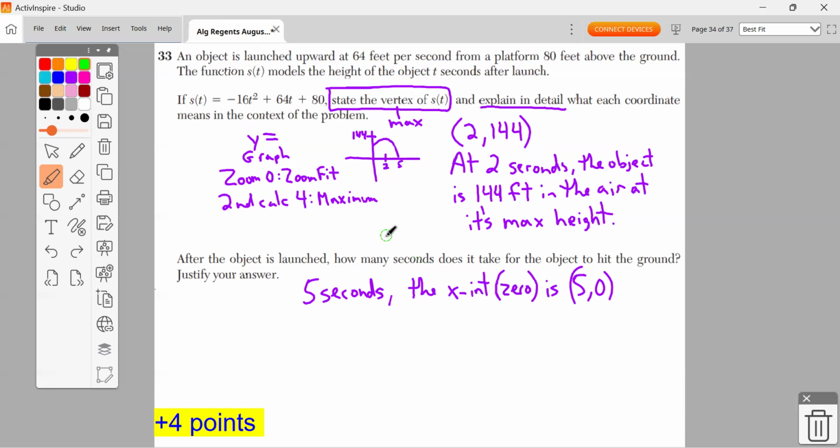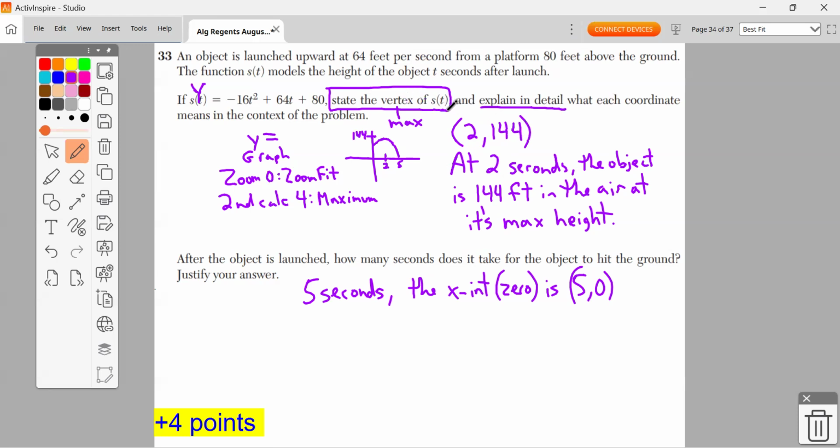All right. So what I would do is I would type this into my y equals, and then hit graph. You might use zoom 0 for zoom fit. This is what the graph looks like. Second, calc, number 4 to calculate the max. You got to click on the left-hand side, click on the right-hand side, and then hit enter a third time for guess. It's going to give you the coordinates of the max, which is (2, 144). You have to write it with parentheses and with a comma.